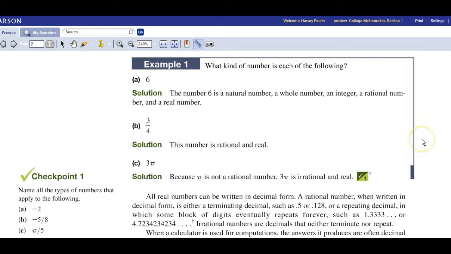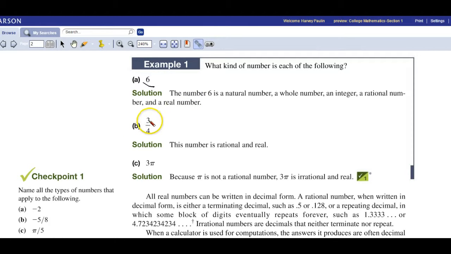Now this is the pattern they will give us throughout this: some kind of examples. And of course, as you read your textbook, you could read these as well. Here they're saying the number 6. The number 6 is a natural number. It's a whole number. It's an integer. And it's a rational number. And, of course, it's a real number.